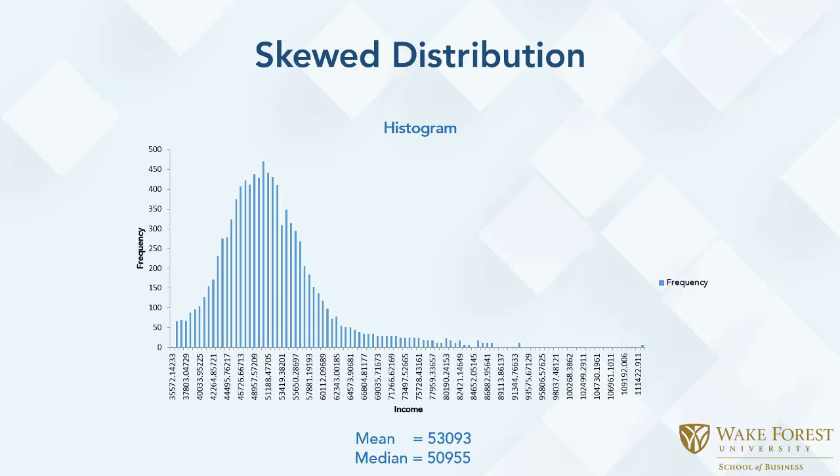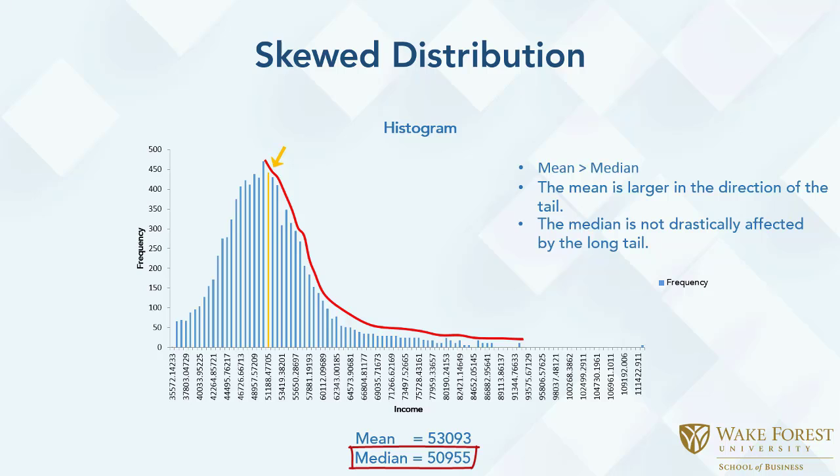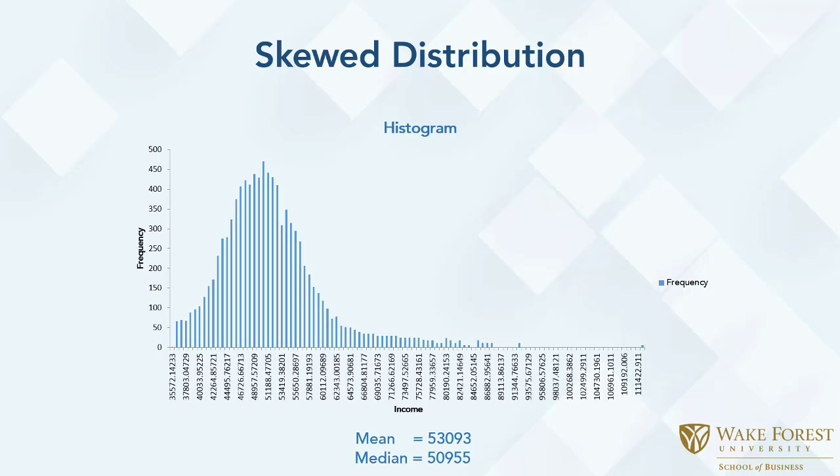In a skewed distribution, the median will still be close to the peak, while the mean is pulled to the skew. You can see that the mean is again inflated. It is larger than the median. The mean is larger in the direction of the tail. The median is not drastically affected by the long tail. Again, it is the better representation of the peak of the distribution.